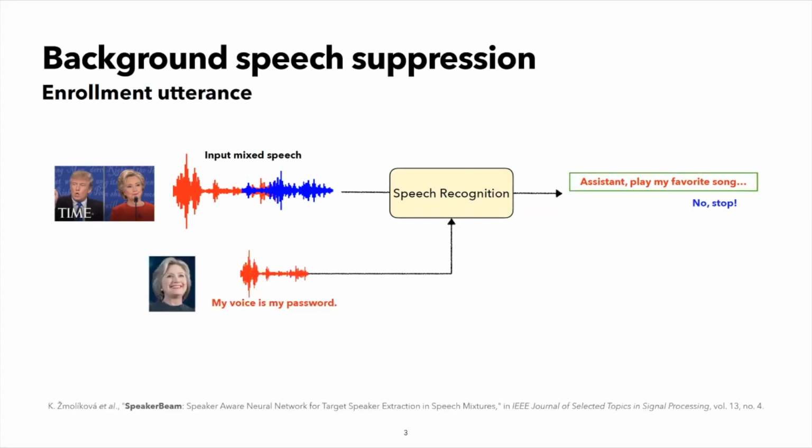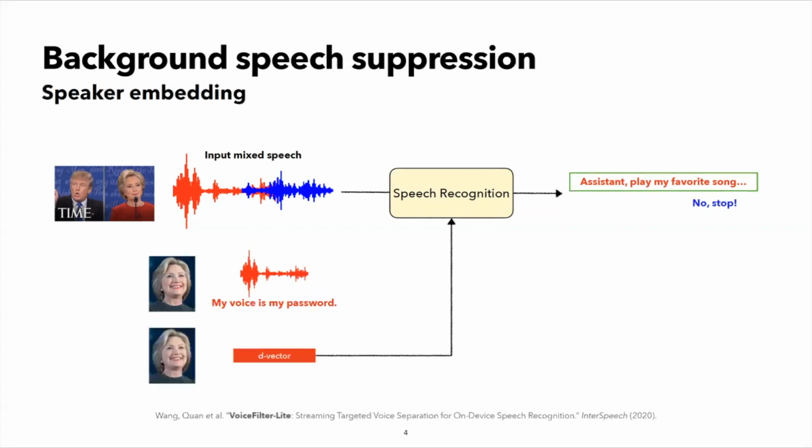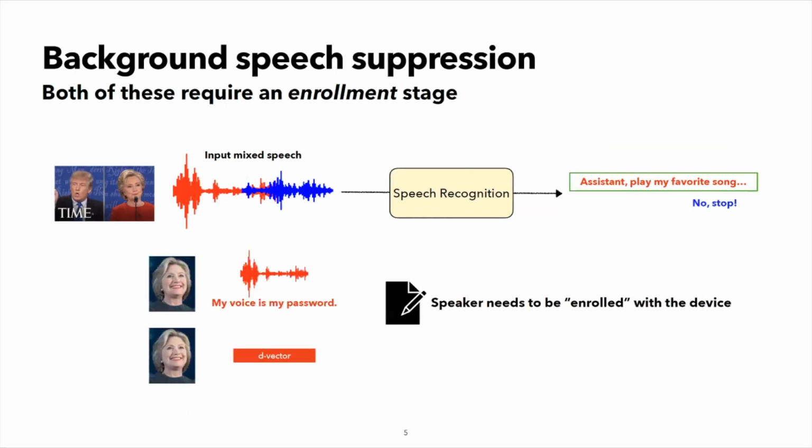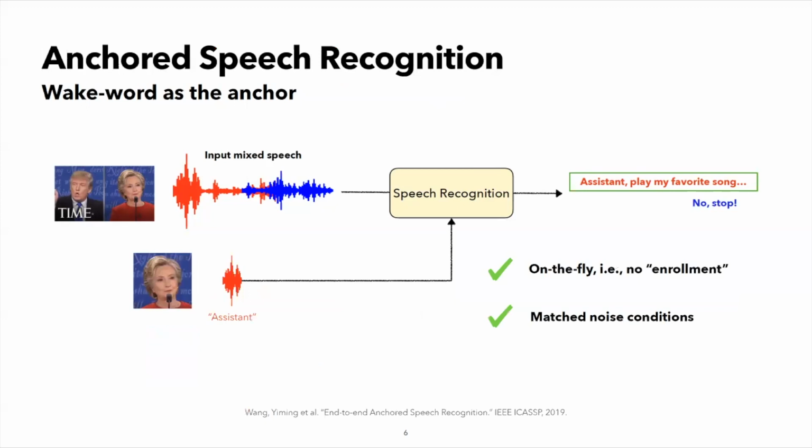One way is to check if the user has registered themselves with the device and use this registered speech, also called an enrollment utterance, to transcribe only the target speaker. A different yet related way is to store an embedding for the target speaker instead. While these are both good approaches, their main limitation is the need for the user to be enrolled with the device. This means that the method will not work if a new user, such as a guest, says the device-directed speech. An alternate strategy is that of anchored speech recognition with wake words.